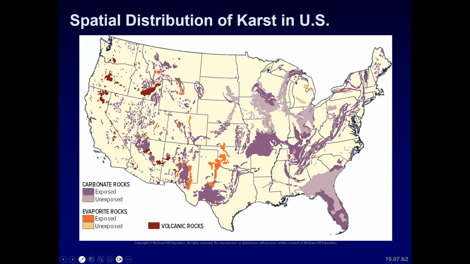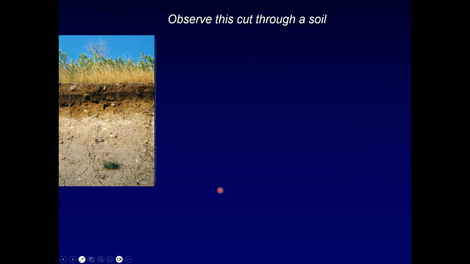And for some reason, we've included volcanic rocks. Why not? All right. Here's a cut through a soil profile. This is from Montana.